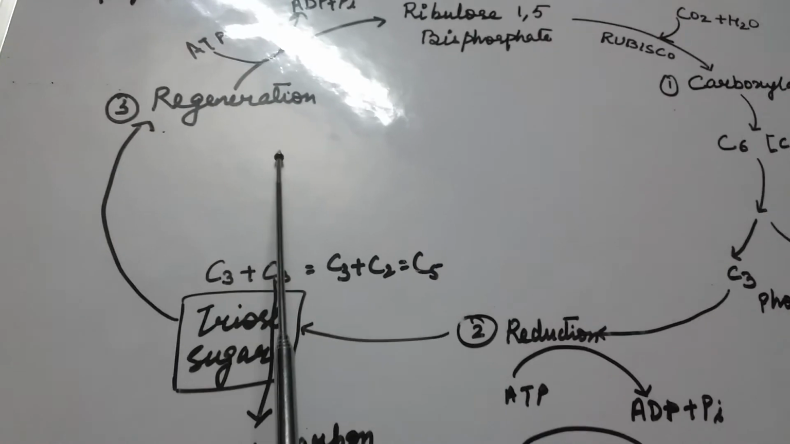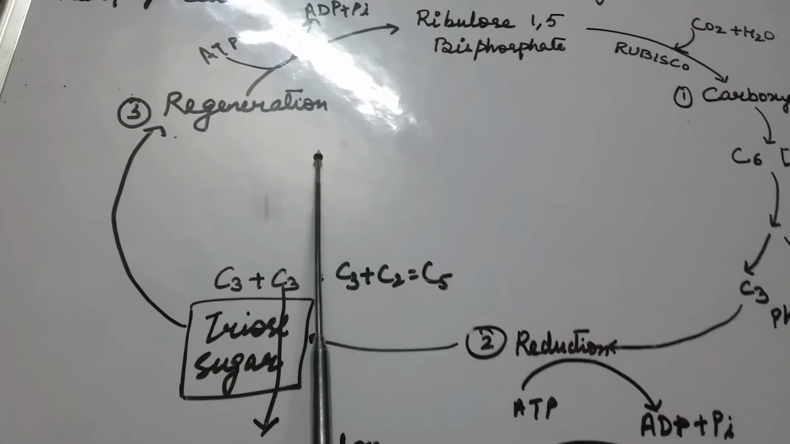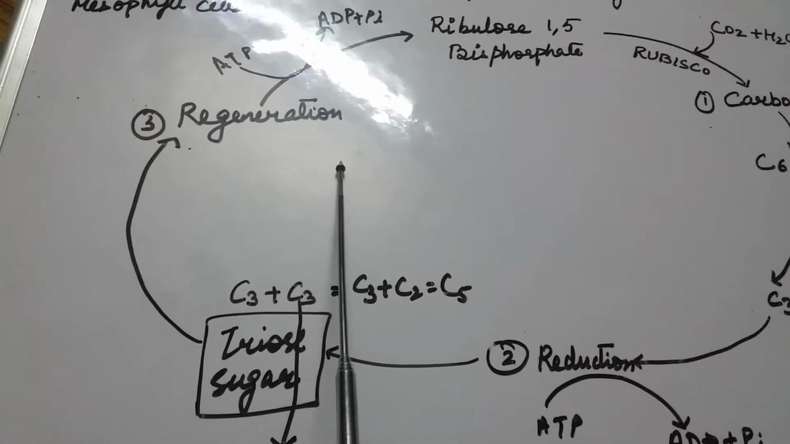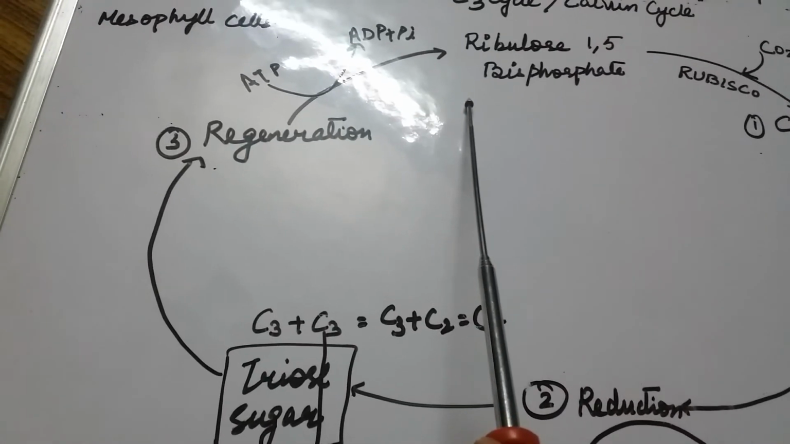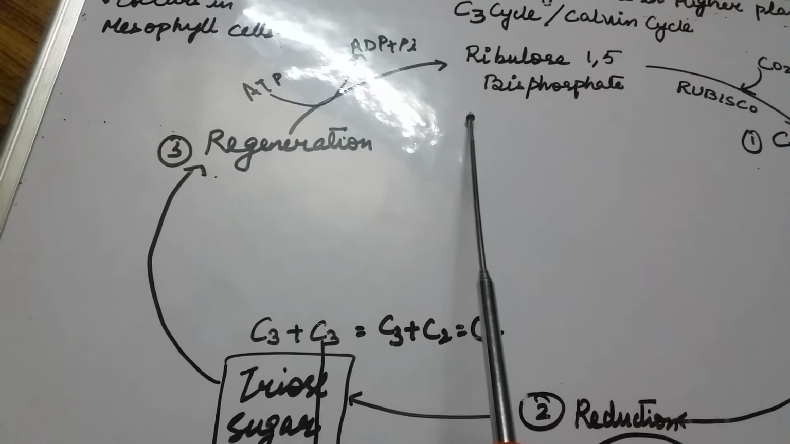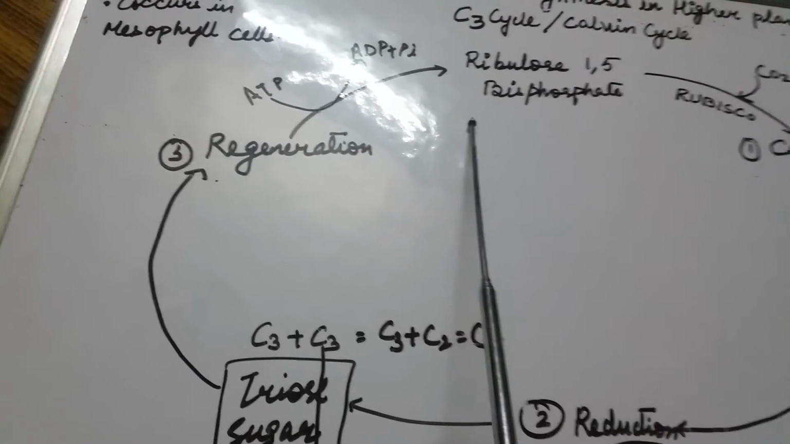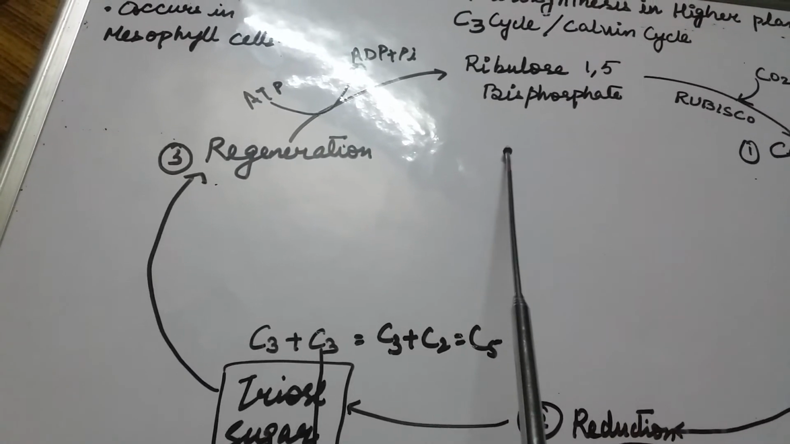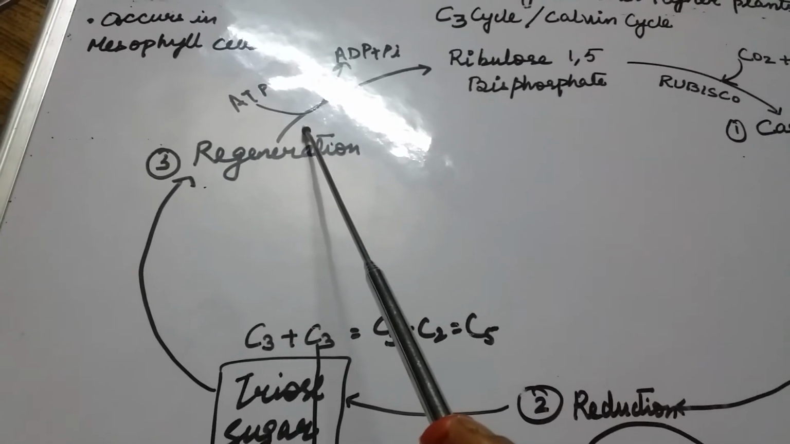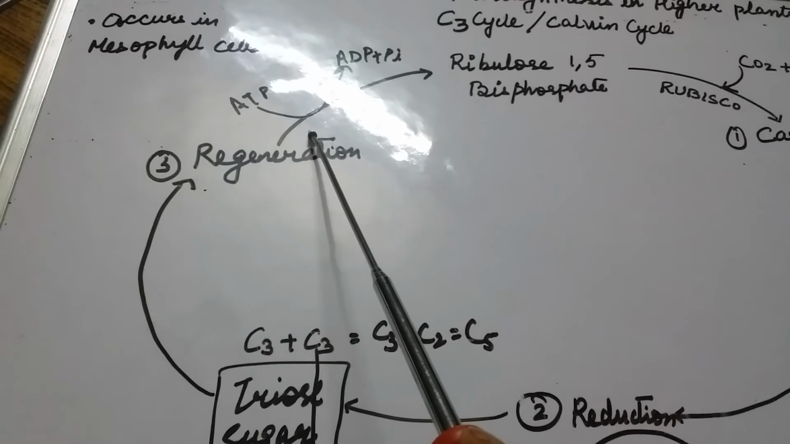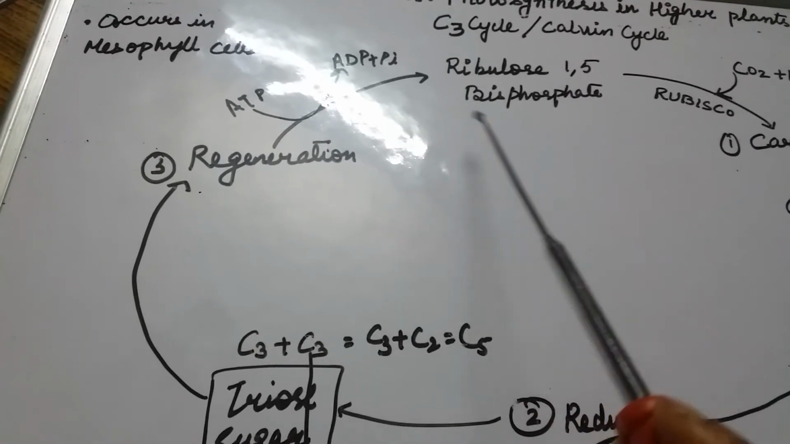regeneration process, and regeneration of the carbon dioxide acceptor molecule, that is RuBP, is formed, which is again helping for the production, or one ATP is used for phosphorylation to form RuBP.